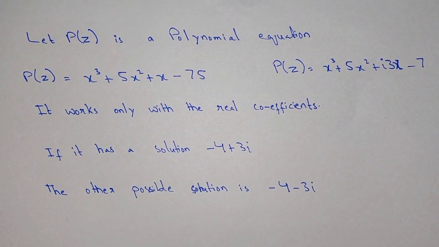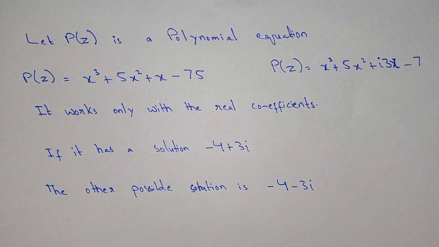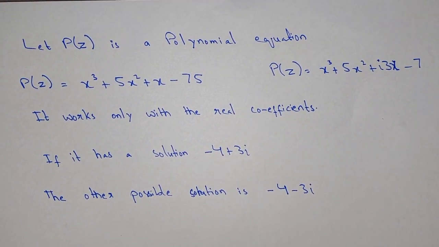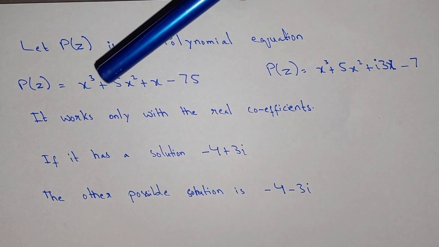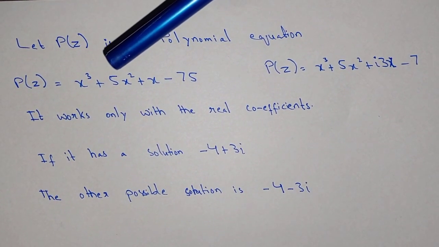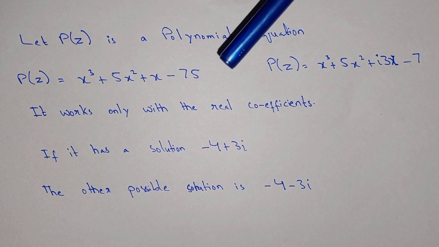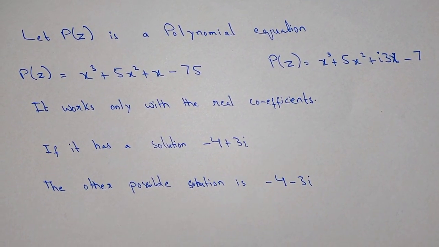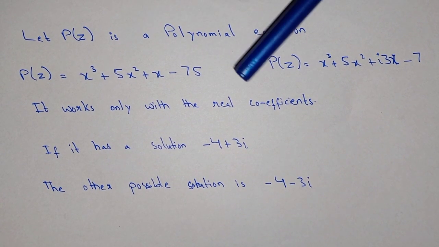In this video, we will learn about the conjugate root theorem. So let's suppose here we have the polynomial equation p of z equal to x cubed plus 5x squared plus x minus 75. So this is the polynomial equation, and this theorem works only with the real coefficients.